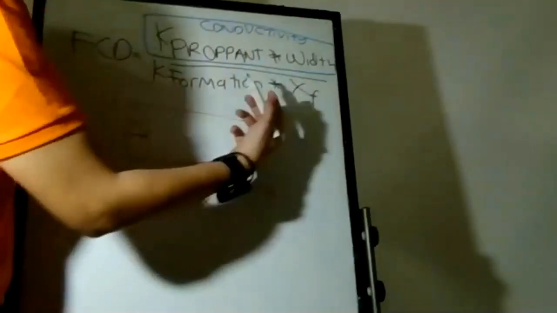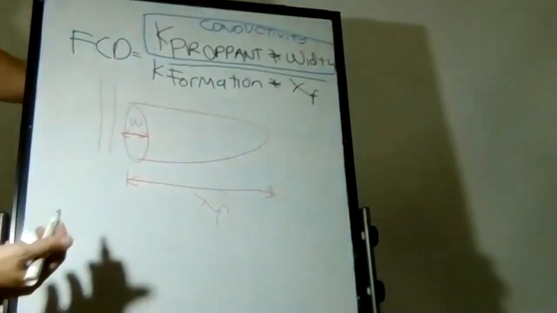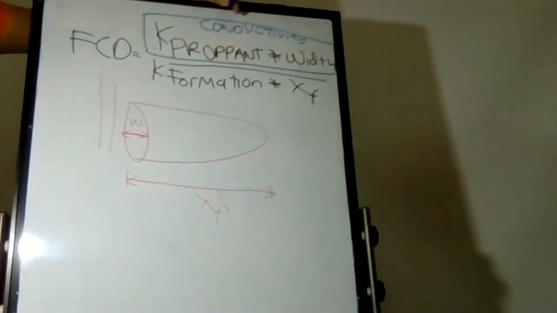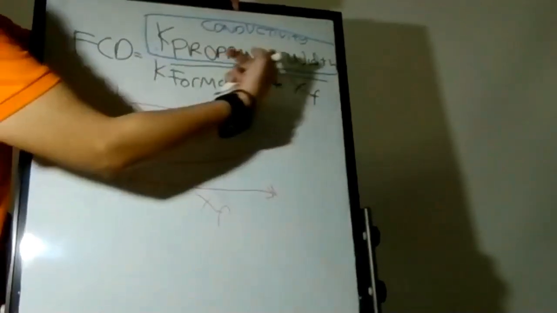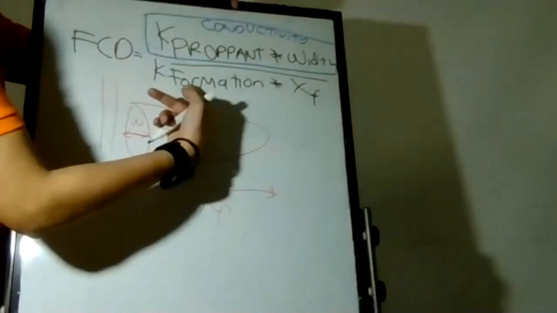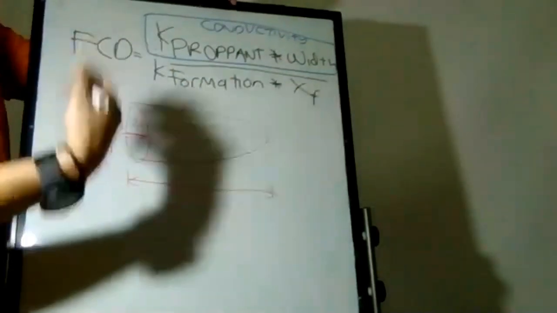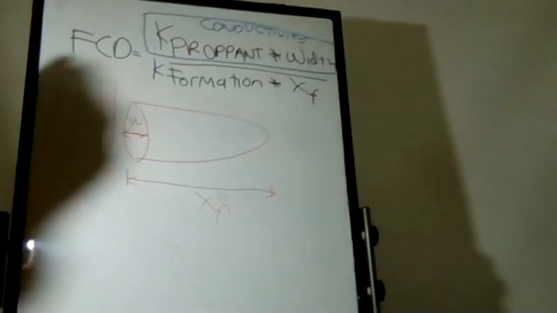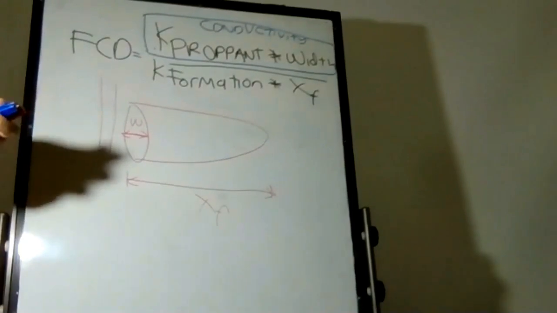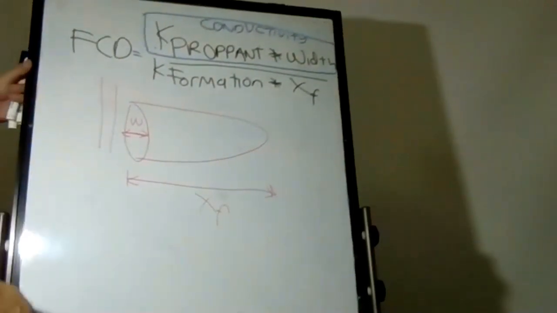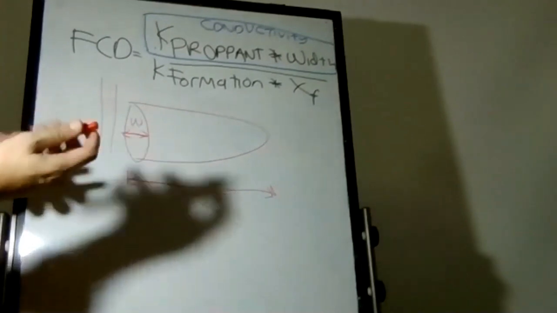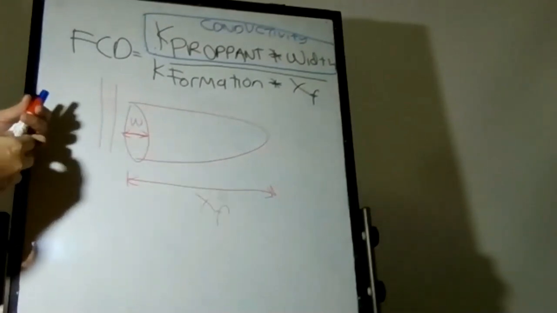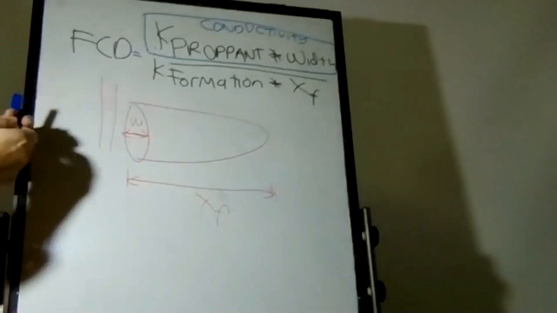And the bottom here is your formation. The top part is a representative of your fracturing, this K prop and width. The bottom part is a representative of your reservoir. Imagine this, okay? Pay attention here, because this is an important concept. After this, if you understand these slides, it will be very easy to understand the whole fracturing concept.